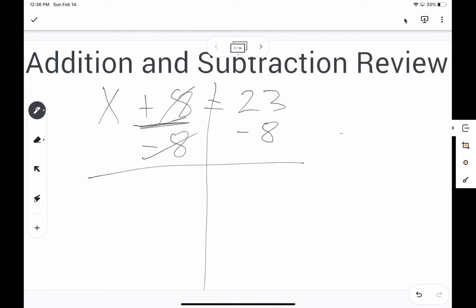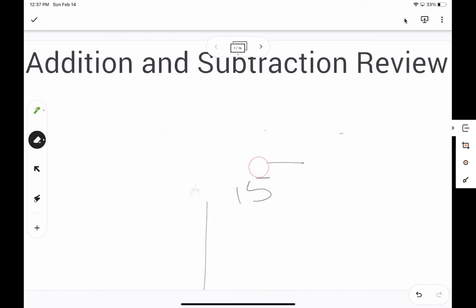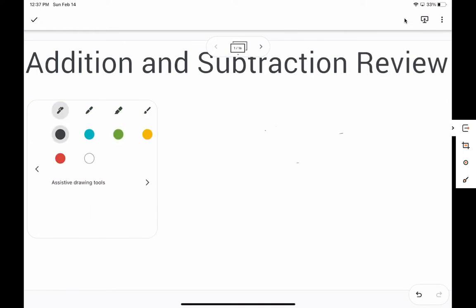This cancels. I'm left with X over here equals 23 minus 8, which is, almost forgot there, 15. So X would equal 15. We can test that by going up here and saying, okay, let's put 15 in for X. Does 15 plus 8 give me 23? Boom, it does. All right? Let's look at just one more because we're going to move into multiplication and division today.